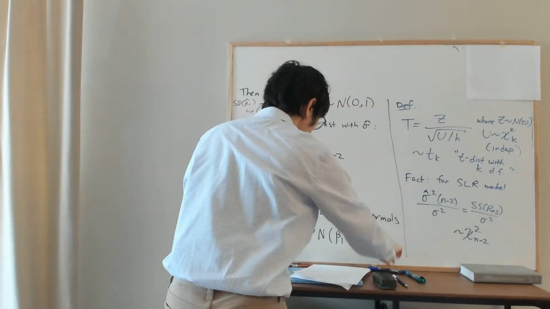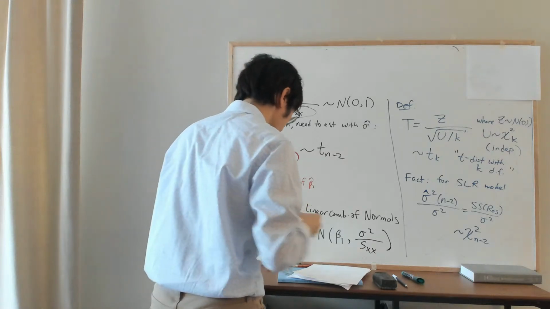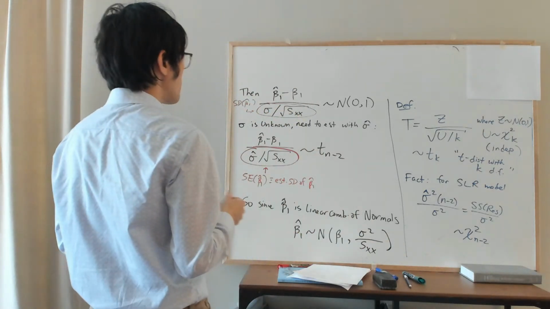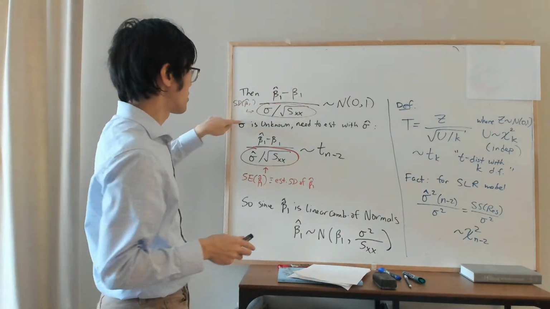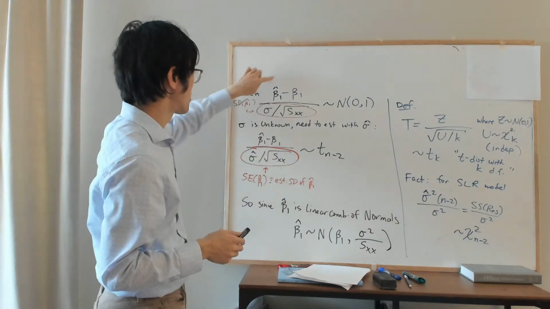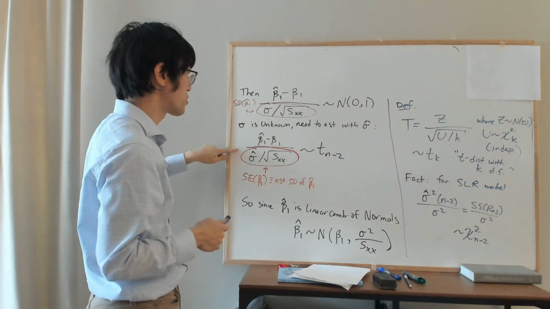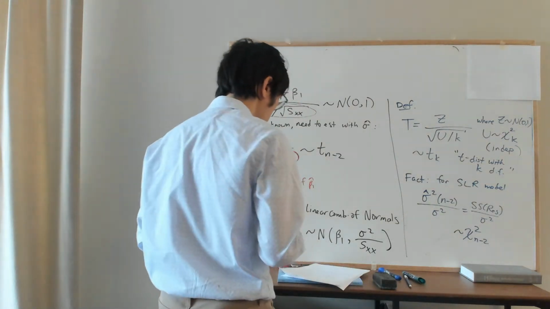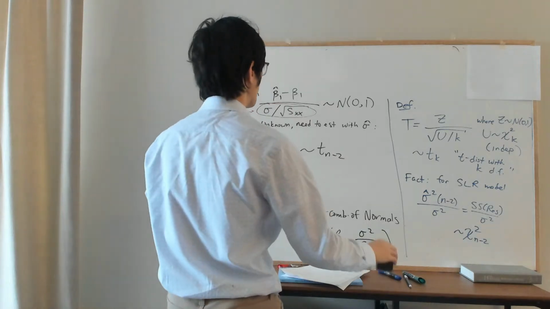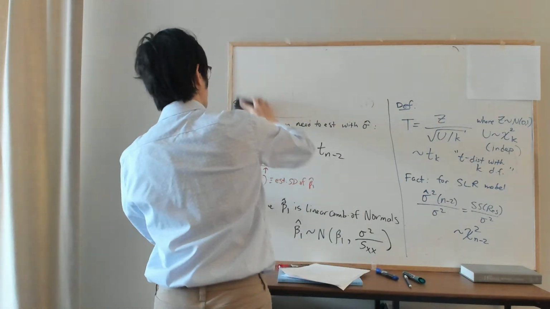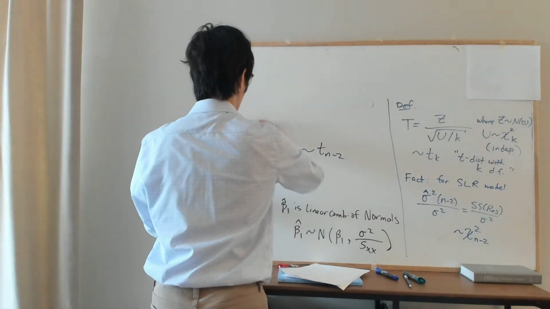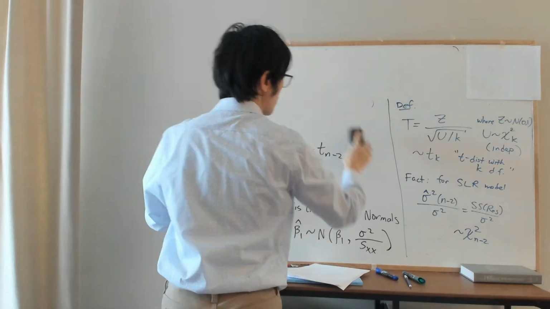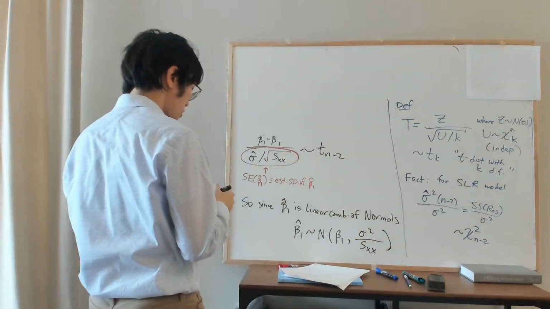Okay, so let's do that here. How am I going to get there? Well, I'm going to take this result and use it in our construction of the t distribution. Okay, so we will start from this expression.